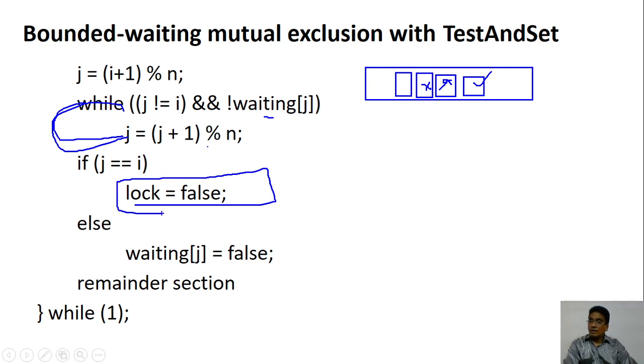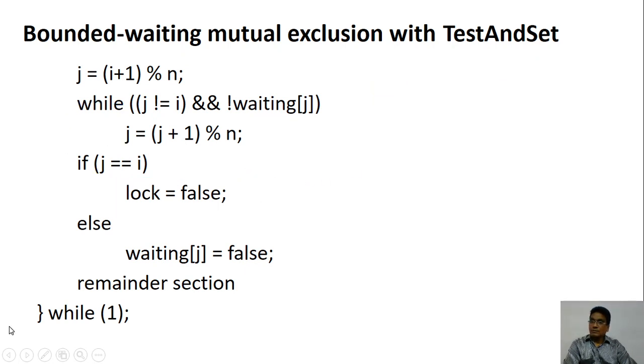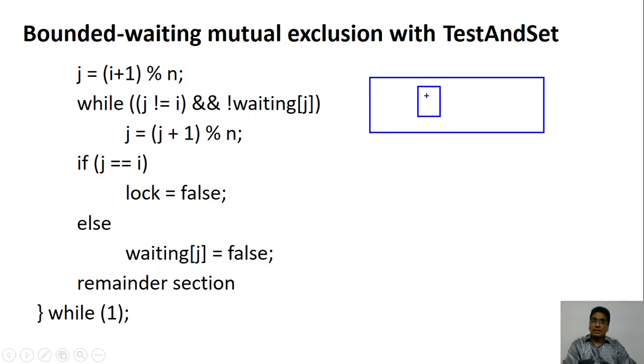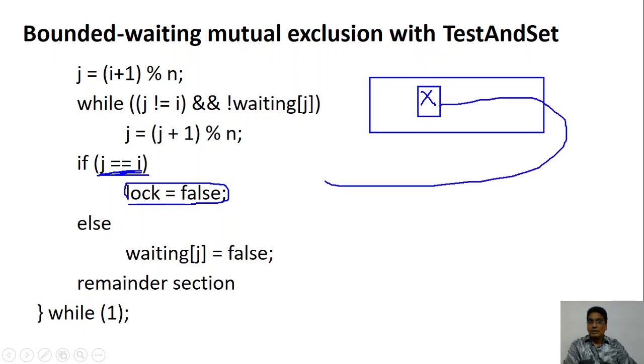If nobody is waiting, then you set yourself as false. You unlock it and go. If i is equal to j, that means you rotated and came back to yourself and nobody is there. You unset the lock and go.